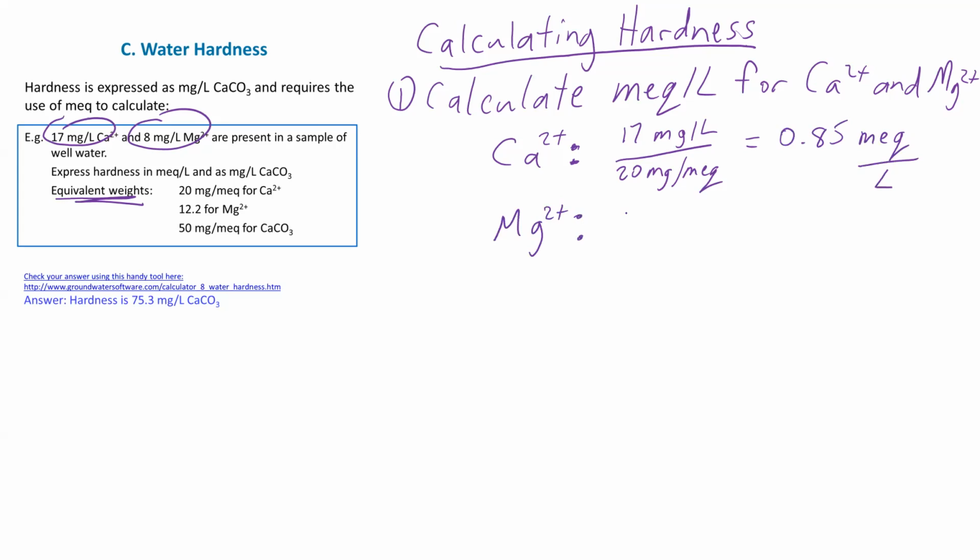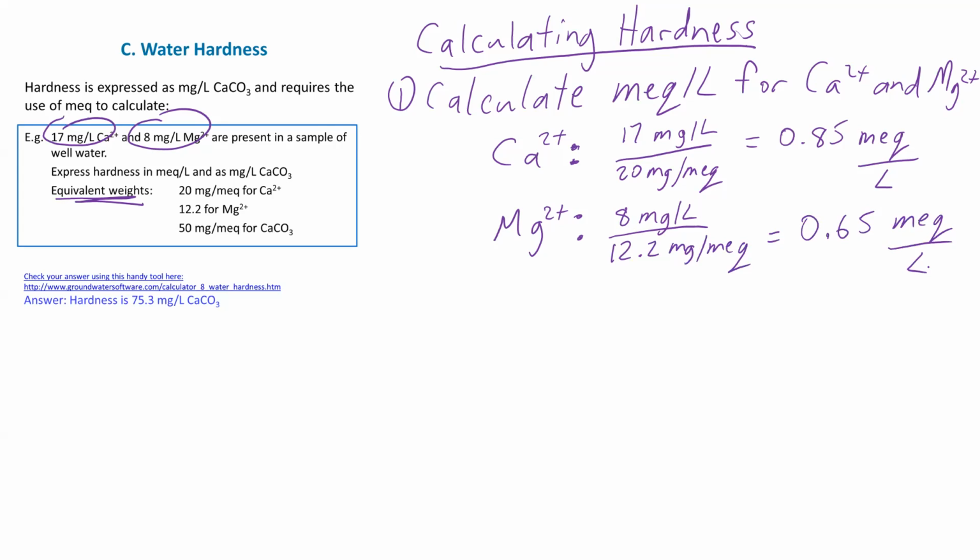Okay, and the magnesium, it's the same calculation, just different numbers, 8 milligrams per liter. You'll see this is the trend. Usually the calcium has a higher concentration than the magnesium. It's just a bit more abundant out there in the wild. And the equivalent weight is 12.2 milligrams per milliequivalent. Okay, punch that into my calculator and I get 0.65 milliequivalent per liter. So that is step one.